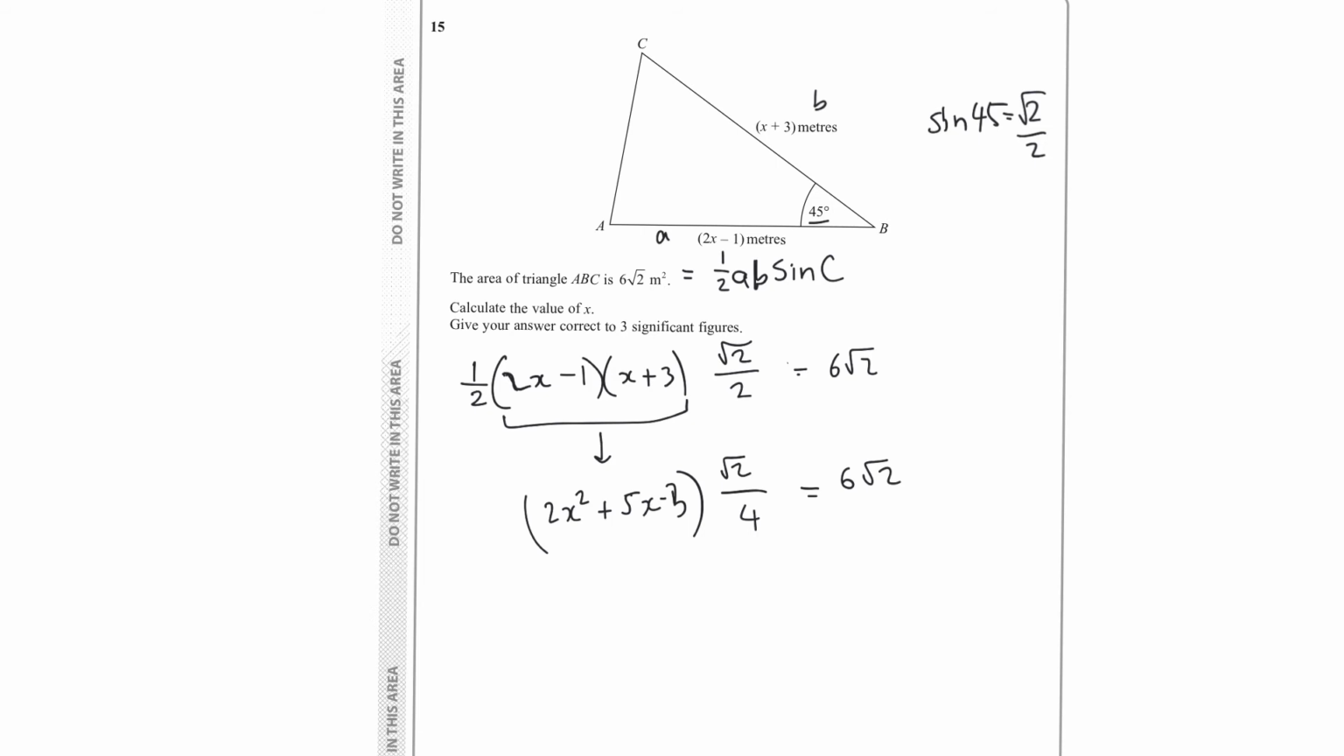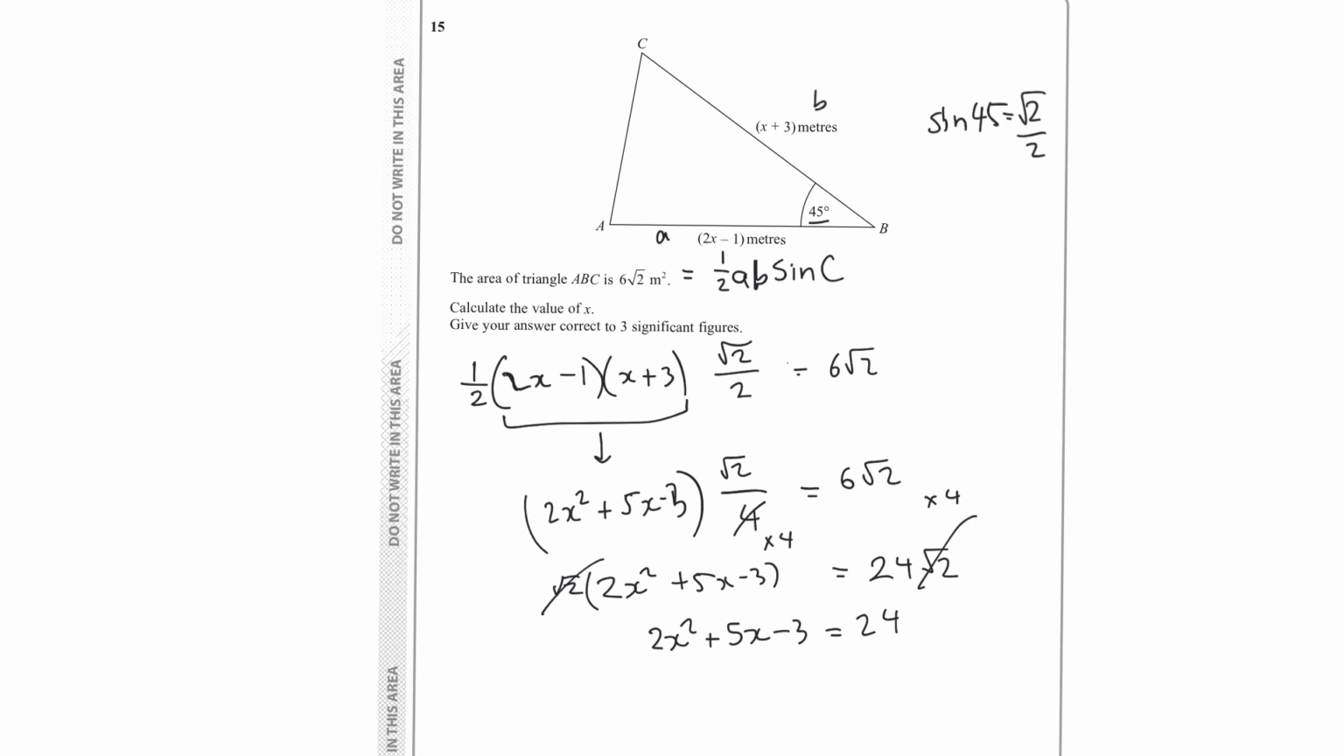So now the next step, after we've expanded everything, is that you want to get rid of that denominator of 4. So multiply both sides by 4, and that's going to get rid of this denominator. Then the other side will change into 24 root 2. So now you've got 2x squared plus 5x minus 3 multiplied by root 2. And then because you've got the root 2 on both sides, that can cancel out as well. So that would leave you with 2x squared plus 5x minus 3 is equal to 24.